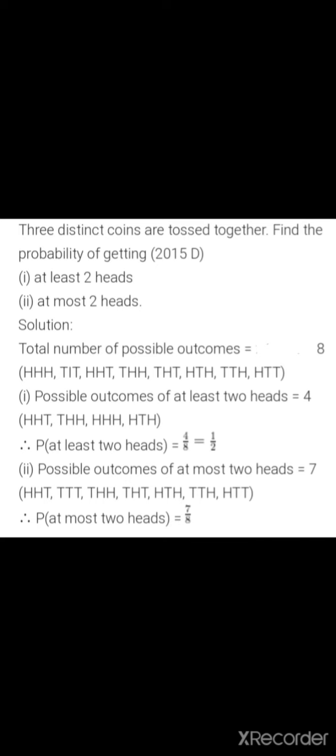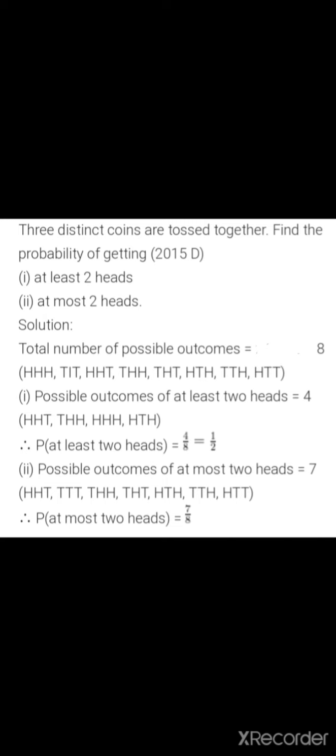Hi students, we can do some more problems of probability. In that first one, three distinct coins are tossed together. Find the probability of getting first one at least two heads, second one at most two heads. How many total outcomes are there for that?